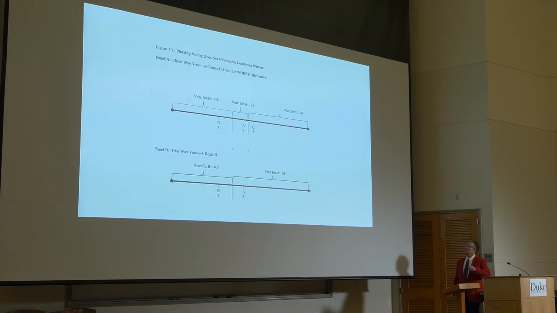Consider a single dimension, from left to right. And let's suppose that this is a more or less uniform distribution. That is, there's the same number of voters at every point, and so the number of votes is proportional to the length of the interval that's closest to you. This is the location of candidate B, this is the location of candidate A, this is the location of candidate C.